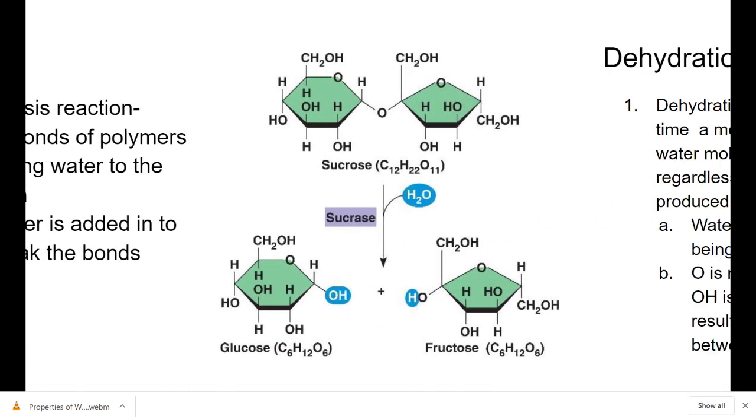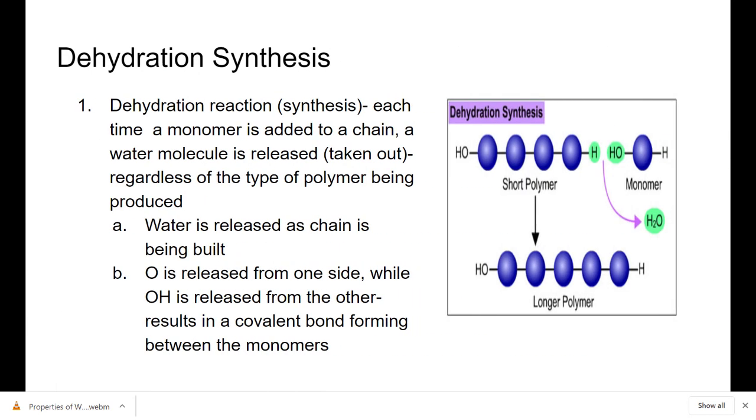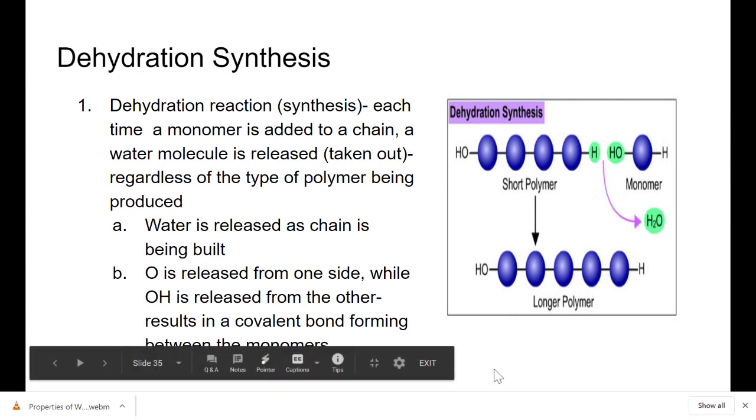And again, hydrolysis and dehydration synthesis are not things that you're going to be required to know for tests and assessments in this class. However, it's nice to know. And that is monomers, polymers, and an intro to organic compounds.